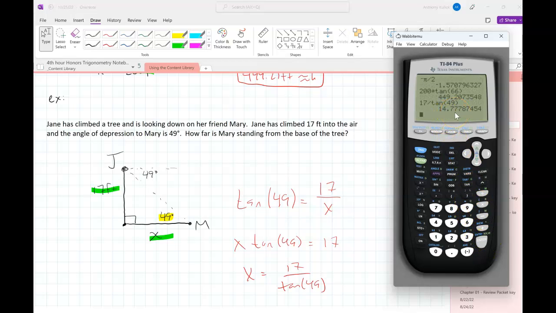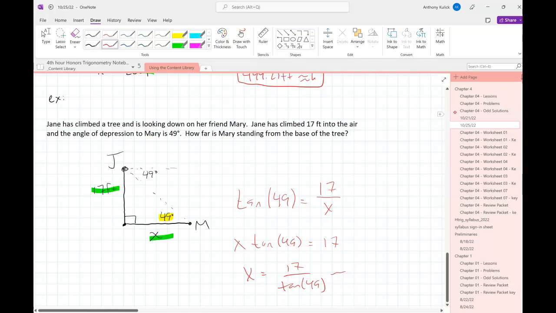So I get about 14.8 feet. Which seems reasonable, right? 49 degrees is pretty close to making this a 45, 45, 90 triangle where I expect the leg lengths to be equal. So the two leg lengths being pretty close feels pretty good to me. Is that 1.48? Oh, that's 14.8, yeah.